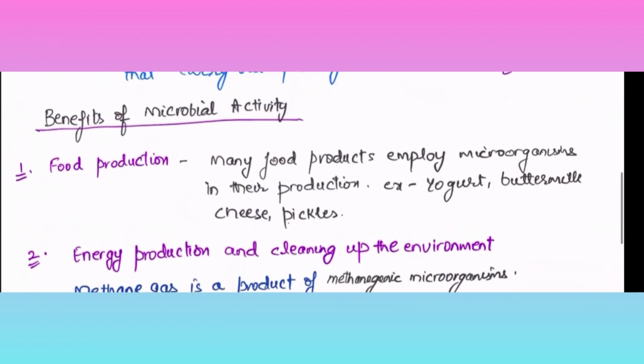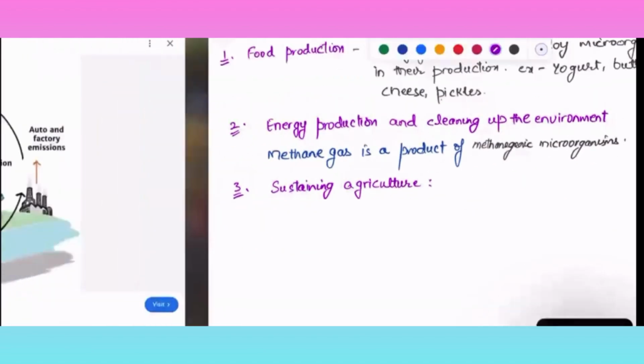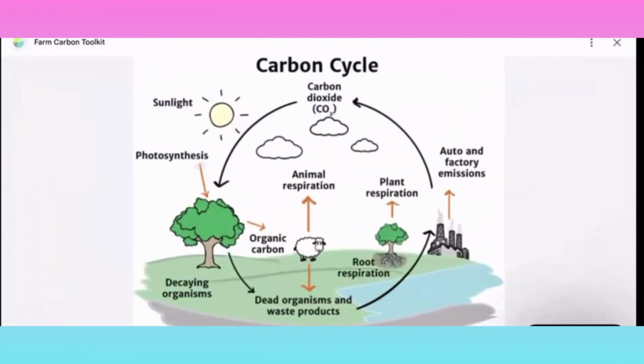Now, next is sustaining agriculture. Because, as I told you, they have a role in all the cycles. Like the carbon cycle: when we exhale carbon dioxide through respiration, it is taken up by the atmosphere and undergoes photosynthesis, and then the dead remains of plants and animals also have carbon in them. So everything gets recycled like that.